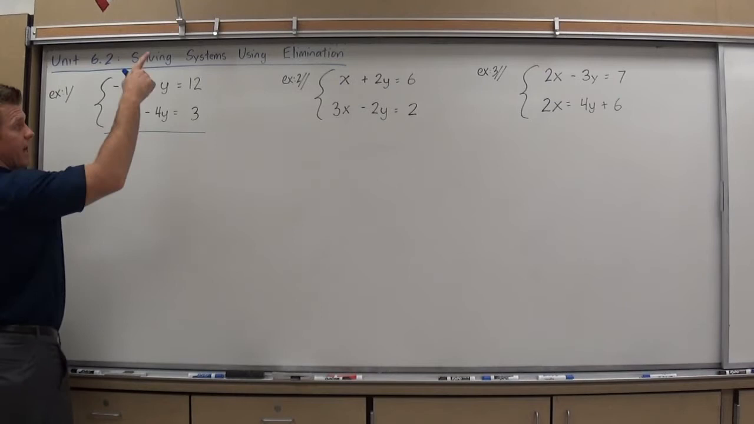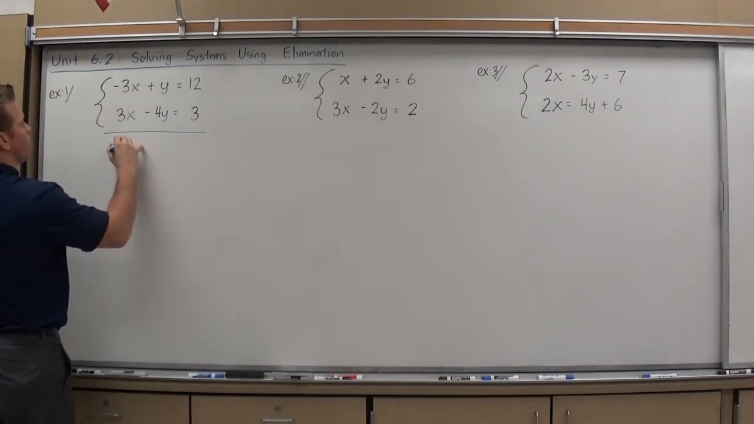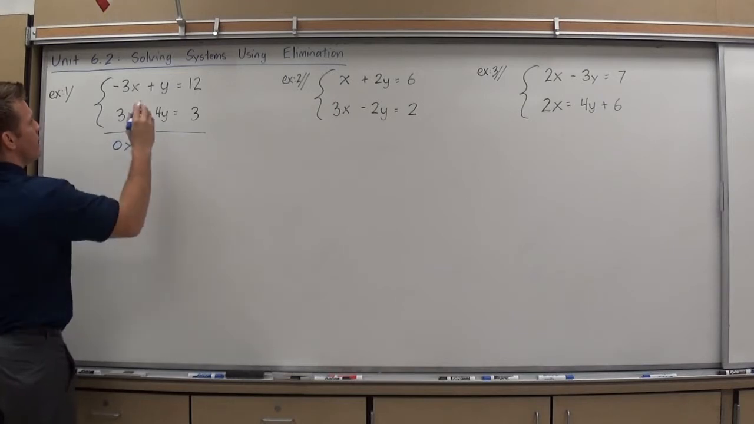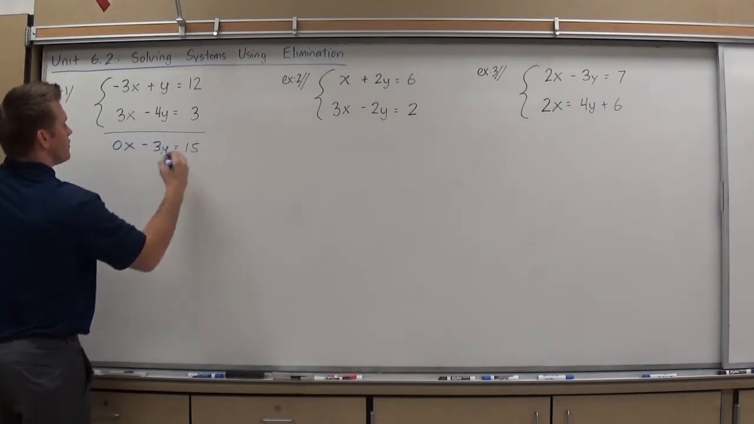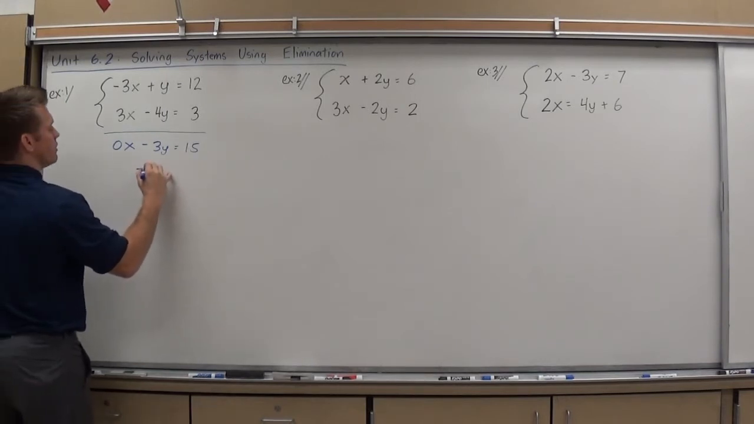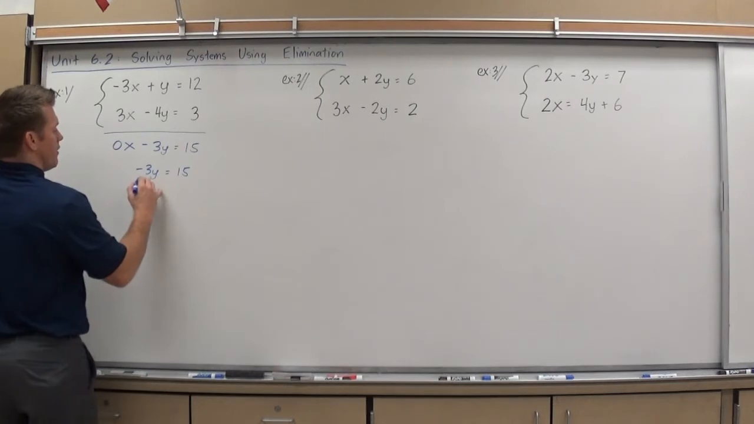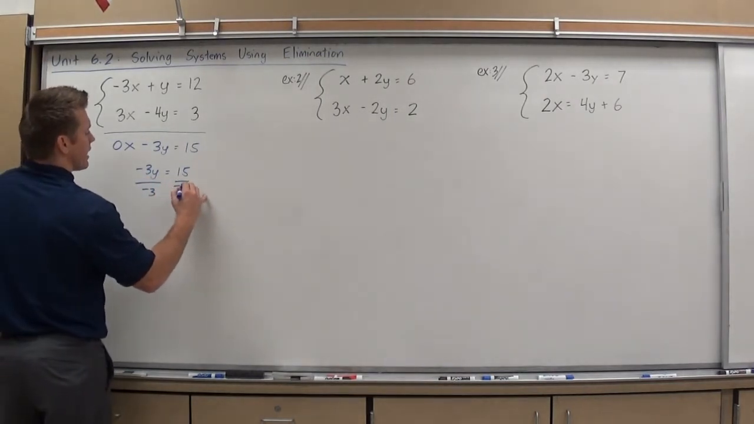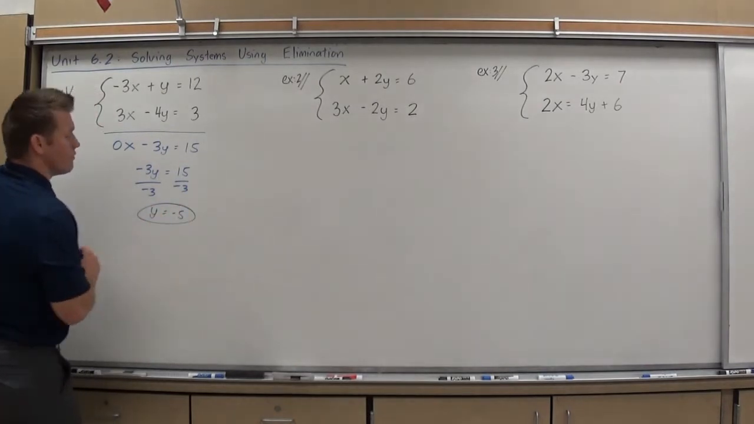We'll just add these straight down and try to combine them into a new linear function. Negative 3x plus 3x is 0x. Negative y minus 4y is negative 3y. 12 plus 3 is 15. 0x would be 0, so I can cancel that out there. And then I just divide by negative 3 and I can isolate for y. So you can see by eliminating one of the variables, it becomes solvable.